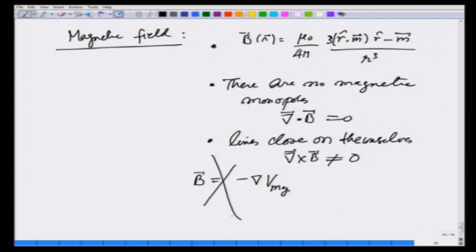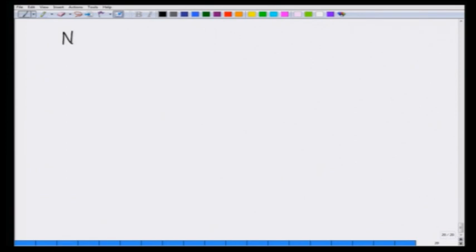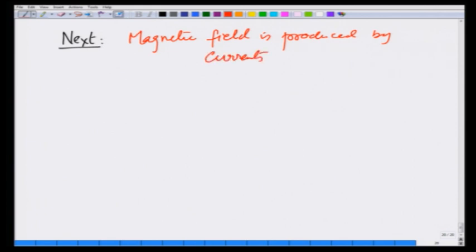All right. This is where the study of magnetic field would have stopped if a new connection was not found, and that connection was found by Ørsted, who found that magnetic field is produced by currents. So, next experimental observation is that magnetic field is produced by currents.